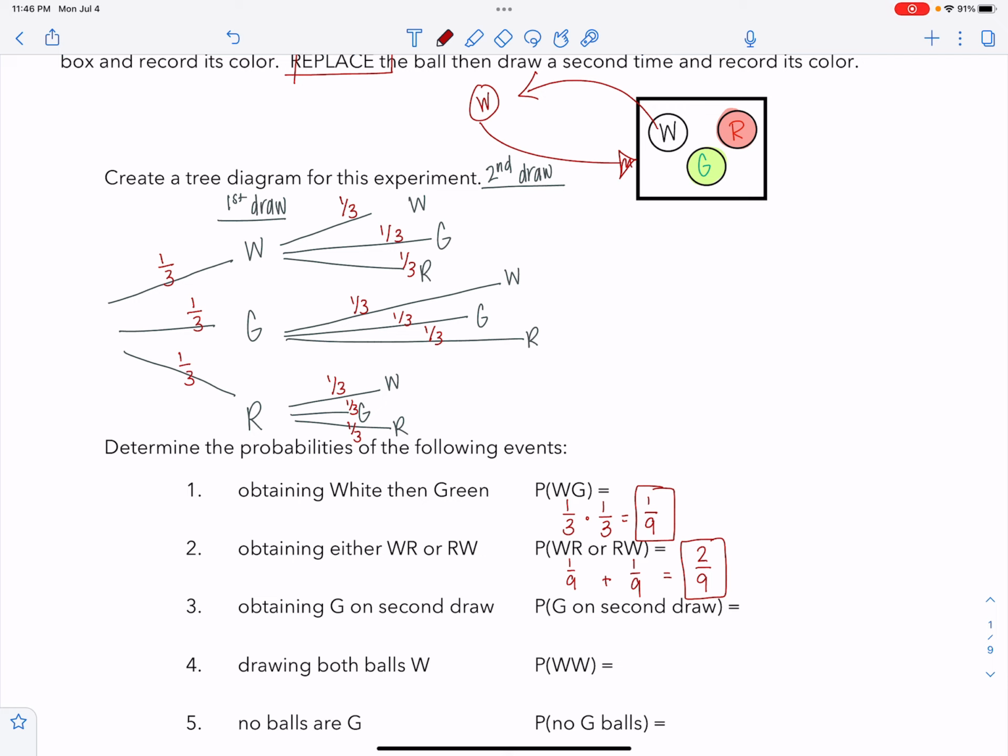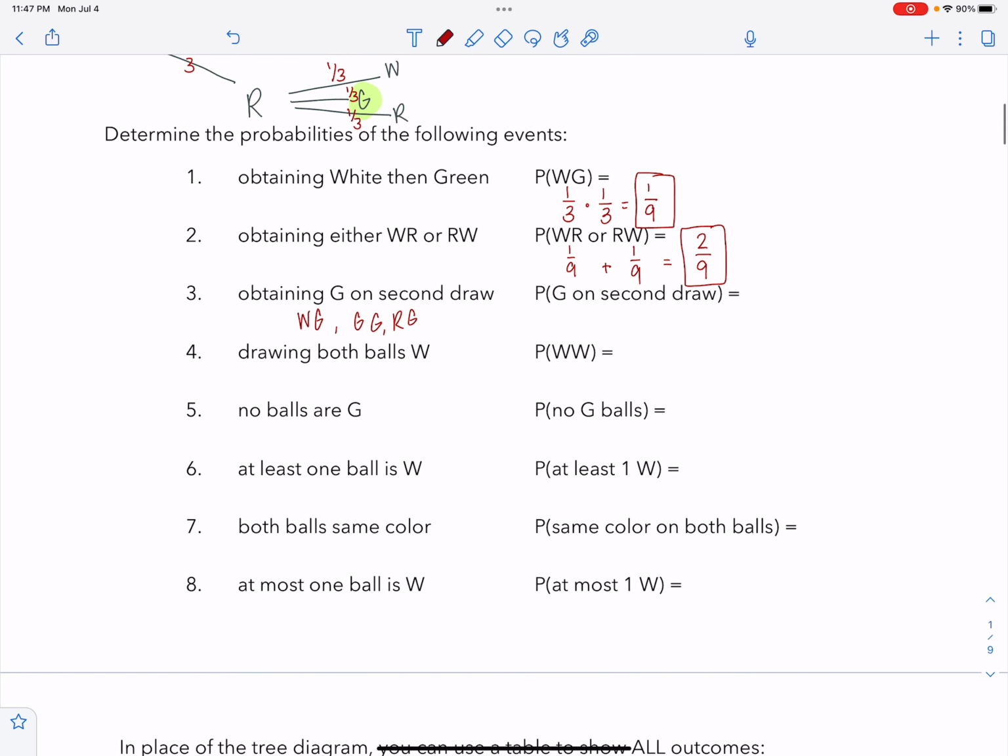Number 3 says obtaining green on the second draw. Well, there's a green, there's a green, and there's a green on the second draw, so there are 3 possibilities. Let's list them: white, green; green, green; or red, green. 3 of those out of a total of 9, and so that will simplify to 1/3.